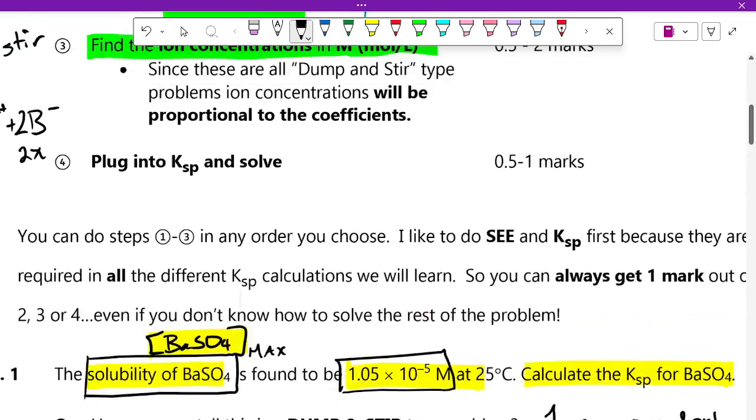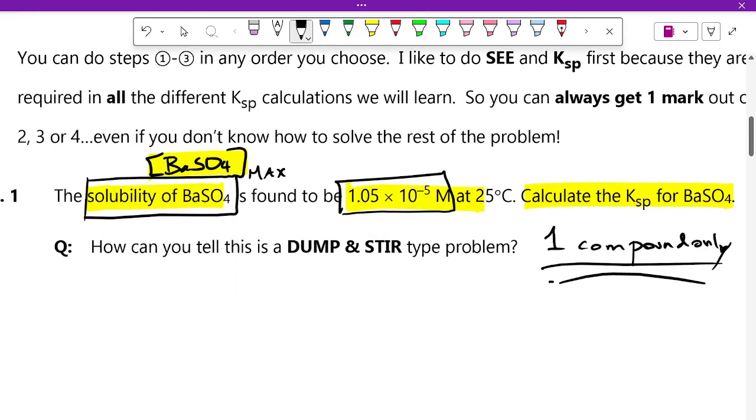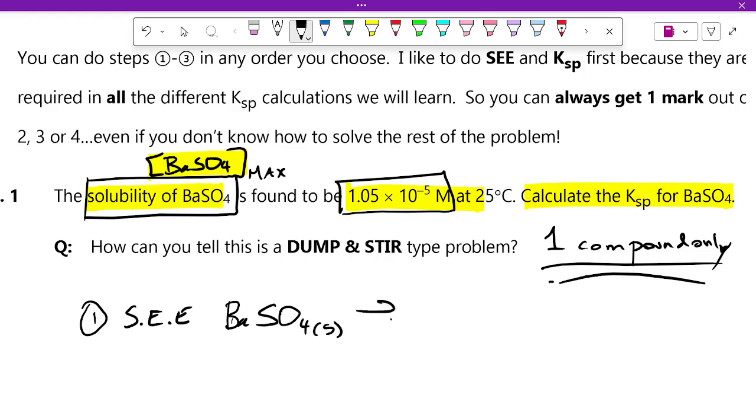So what we're going to do is step one, we're going to write the ICE table. So where does the solid go? On the left: BaSO4 solid, in equilibrium with Ba2+ and SO4 2-.